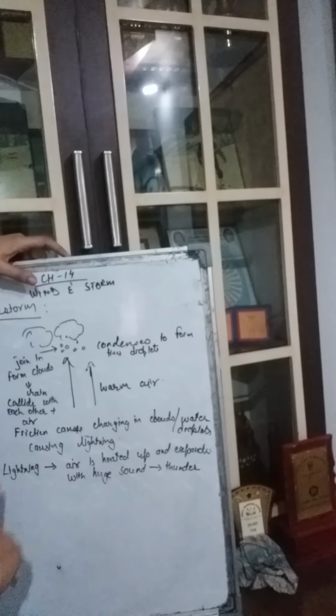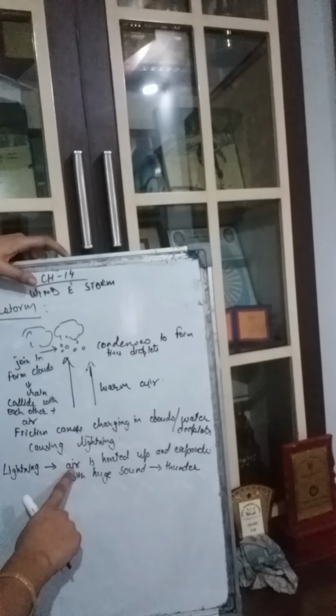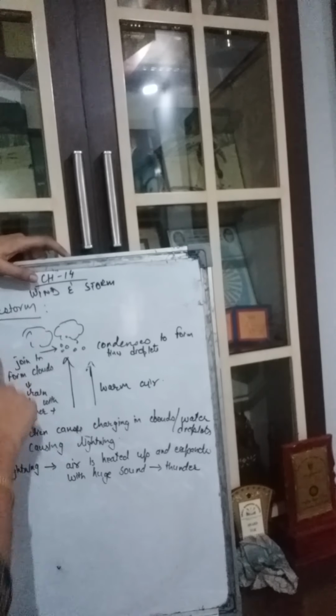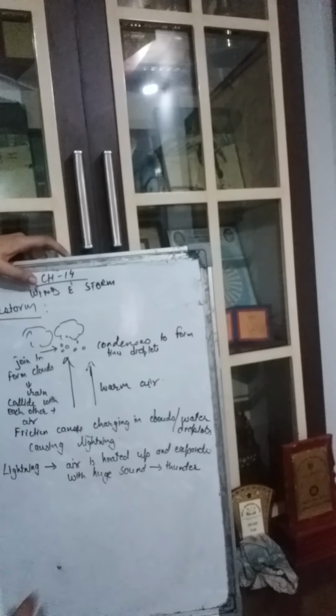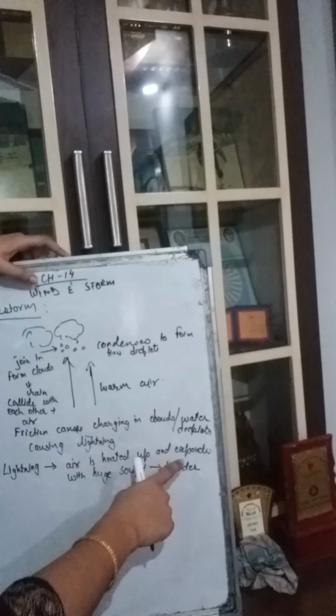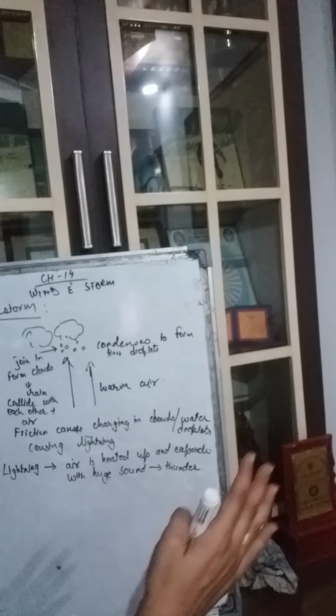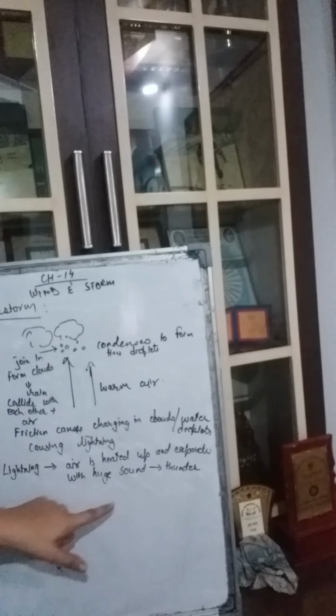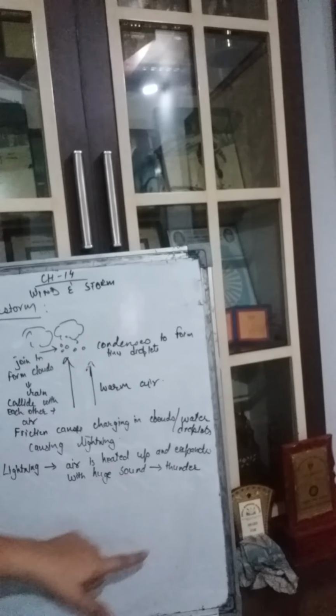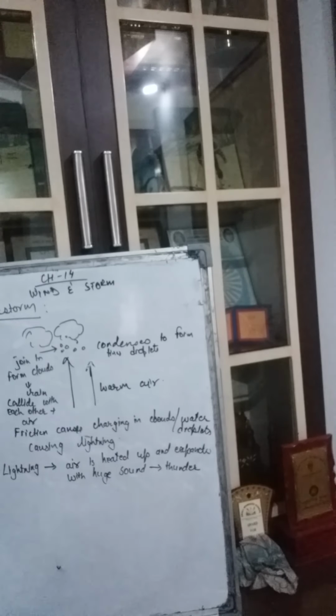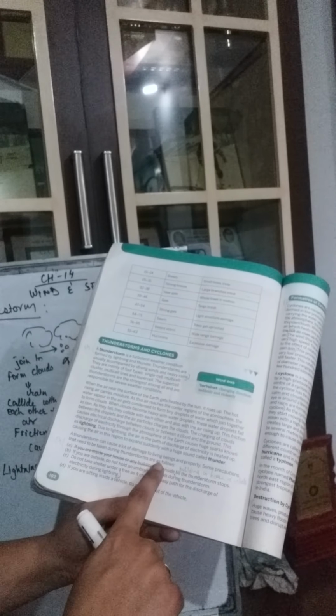Now what happens? During the lightning, the air all around it gets heated up, because there is electricity in the lightning. And it expands with a huge sound. That sound is called thunder. So this is how thunderstorms are formed.